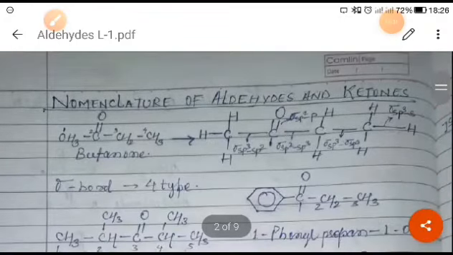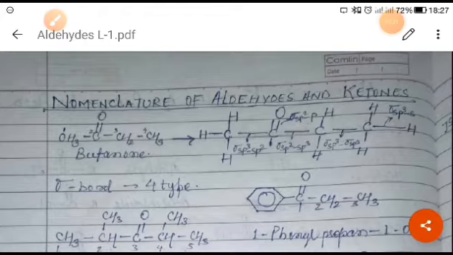Now we will talk about the nomenclature of aldehydes and ketones. When we talk about the nomenclature of aldehydes and ketones, it is of two types: the common system and the IUPAC system. I will try to explain the rule for naming aldehydes according to the common system as well as the IUPAC system.